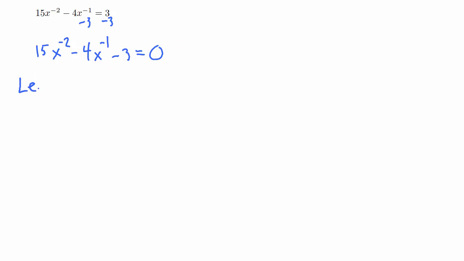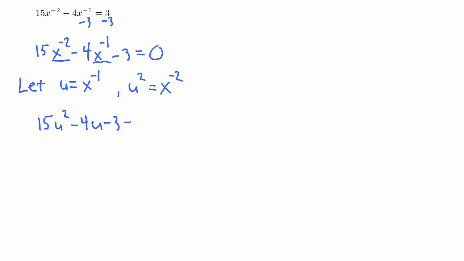So I'm going to introduce the new variable u as the middle term here, excluding the coefficient. So that's going to be x to the negative 1 power. That means that if I square both sides, u squared would give me x^-1 squared, so negative 1 times 2 is negative 2. Notice that's what this term is here, excluding that coefficient as well. So this is going to give me 15u^2 - 4u - 3 = 0.